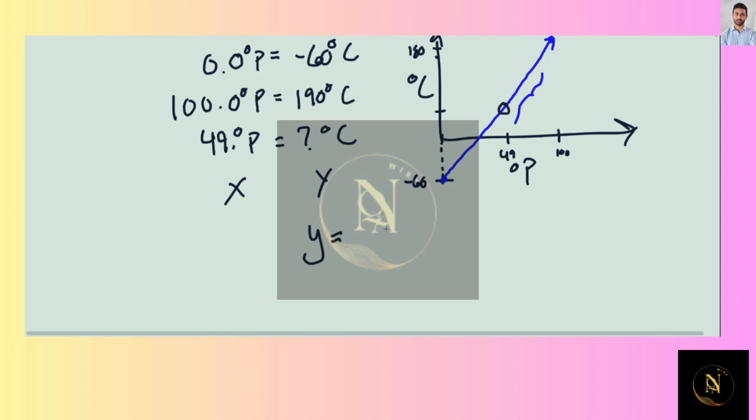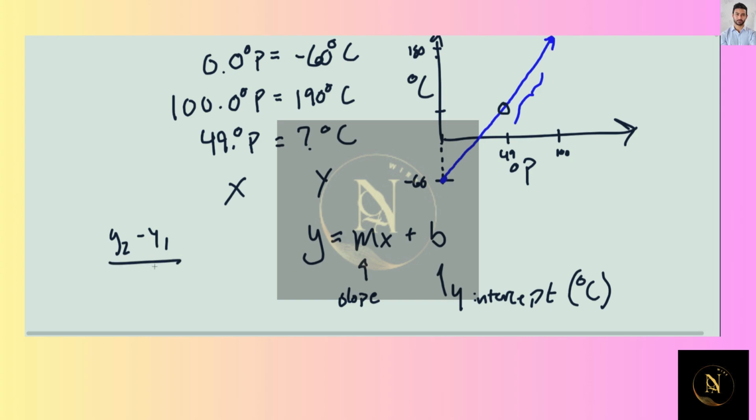Remember, y equals mx plus b form, where b is the y-intercept, or in this case, the degrees C intercept, and m is the slope. How do we find slope? We do rise over run, that is, y2 minus y1 over x2 minus x1. In this case, our y's are degrees C and our x's are degrees P.